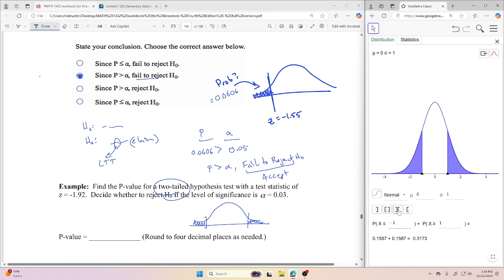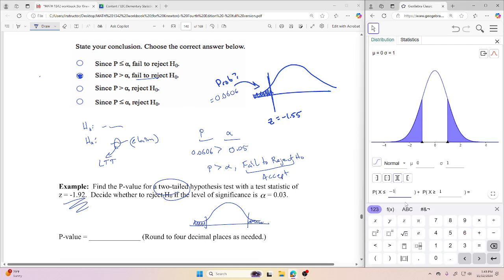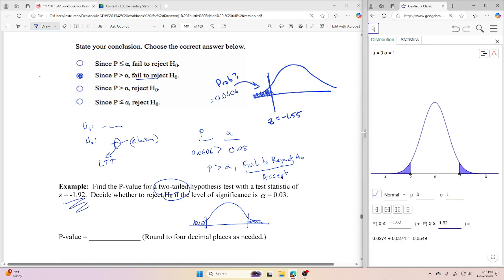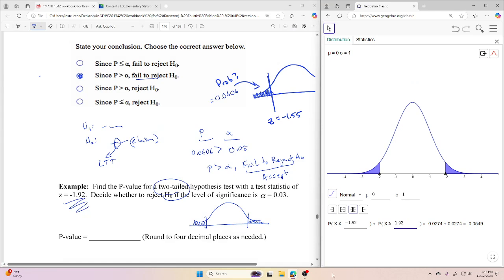Okay, cool. And they say we got z is equal to negative 1.92. But I have two numbers that I have to put in here. Can you guess what I would put on this side? Just take a guess. 1.92. It's got to be symmetric, right? Exactly. Now I think I need to stretch this out because I'm not seeing my answer. There we go. Cool. It should be symmetric.